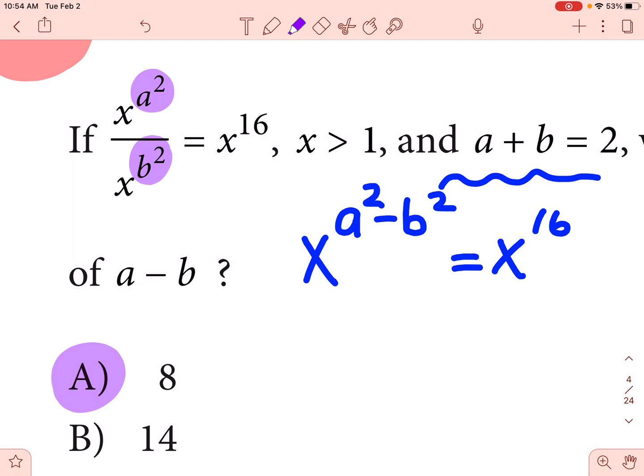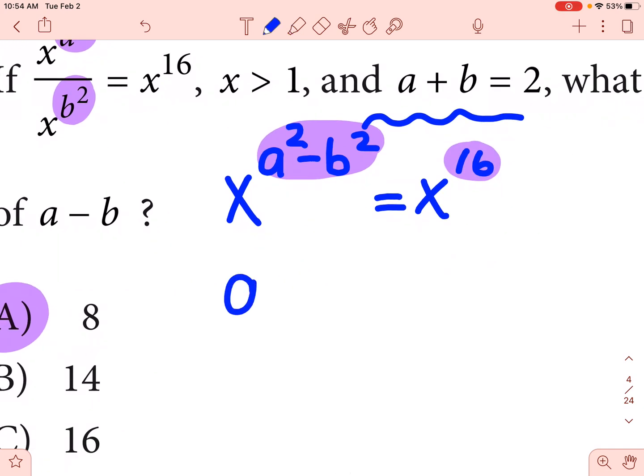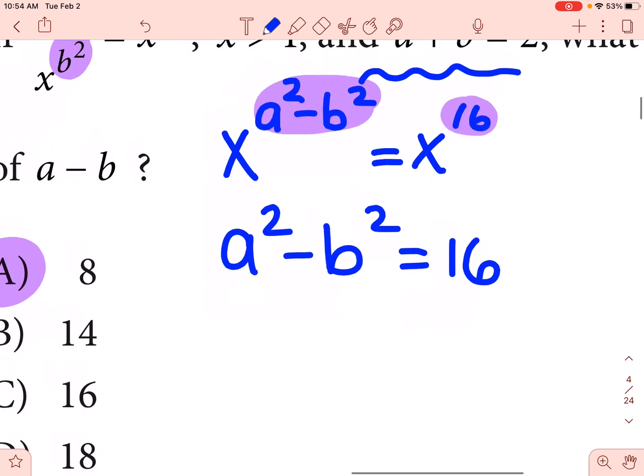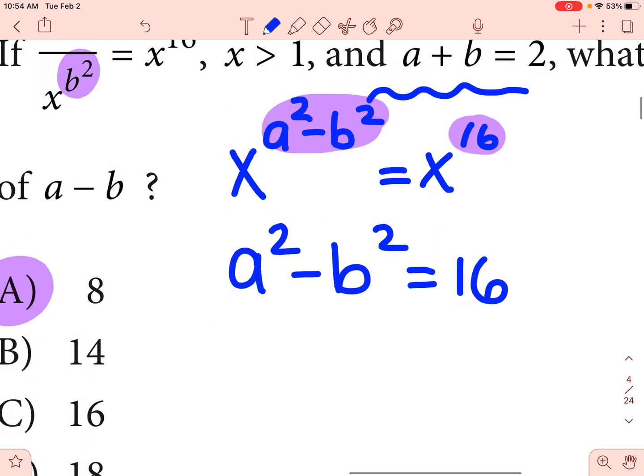Well, at this point, the left side and the right side, this is now getting into Algebra 2, have the same base, so now I can set my exponents equal to each other. Okay, so I get a squared minus b squared equals 16. All right, so now I'm thinking, what can I do with that? Well, look at the problem.